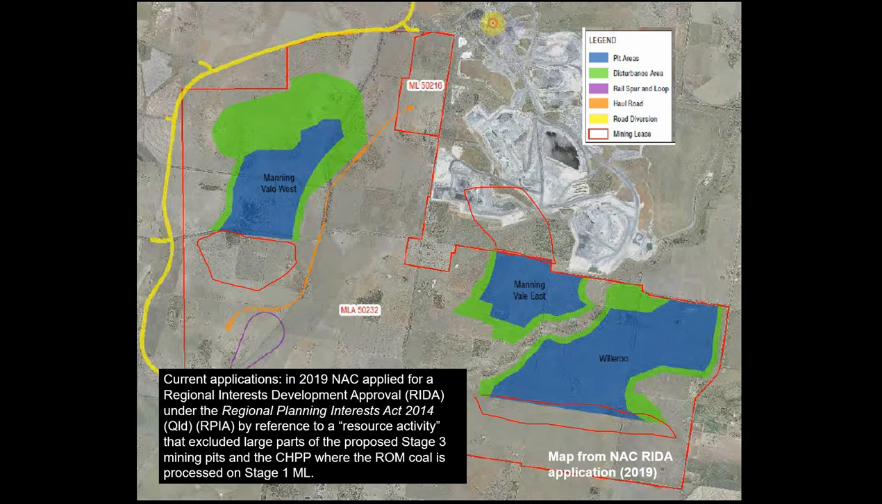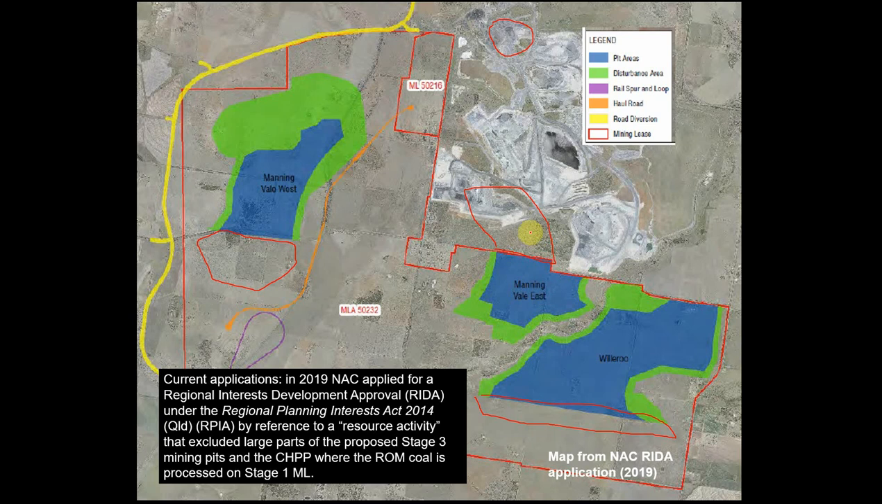Neither has it included the coal handling and processing plant, where the coal is to be washed and there'll be noise and dust impacts from it. So the question with that is whether it's a piecemeal application, whether it's valid. My view is it's not a valid application, that by leaving out essential parts of the project, it's not a valid application, but it's been accepted by the regulator, it's being assessed.